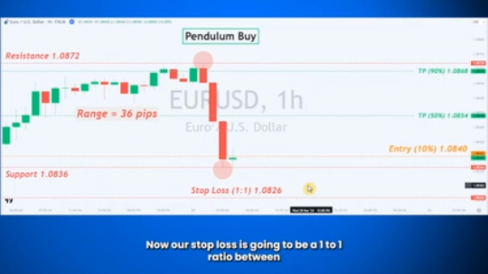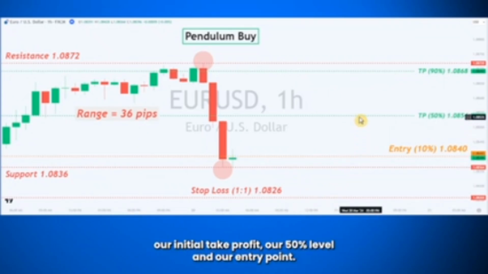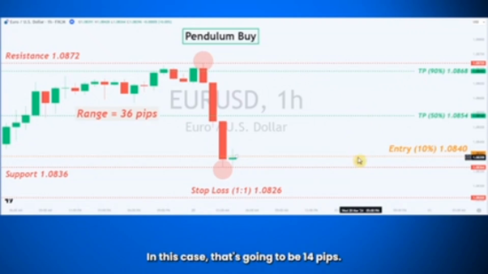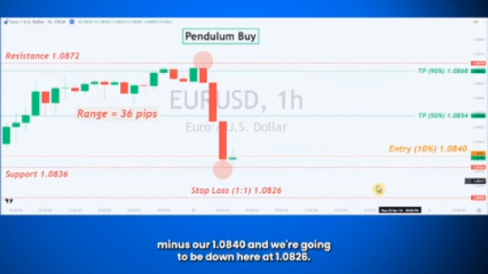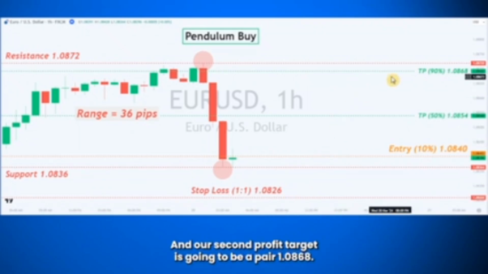Now, our stop loss is going to be a 1-to-1 ratio between our initial take profit, our 50% level, and our entry point. In this case, that's going to be 14 pips. So we're going to take 14 minus our 108.40, and we're going to be down here at 108.26. And our second profit target is going to be up here at 108.68.